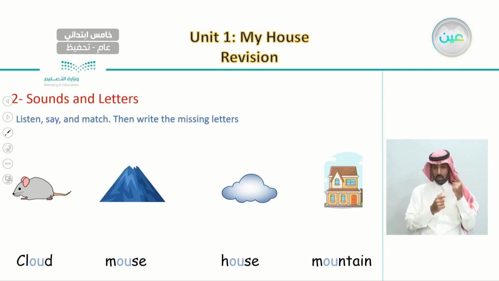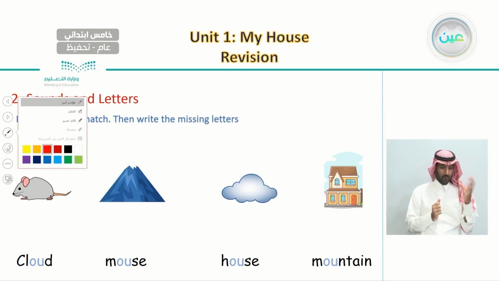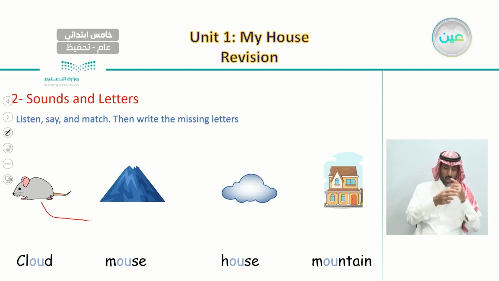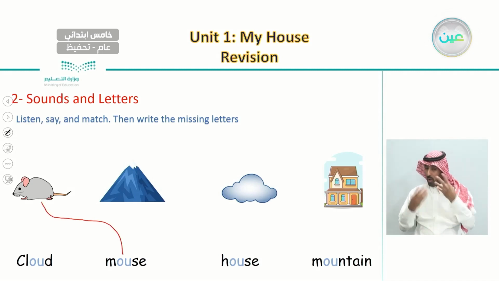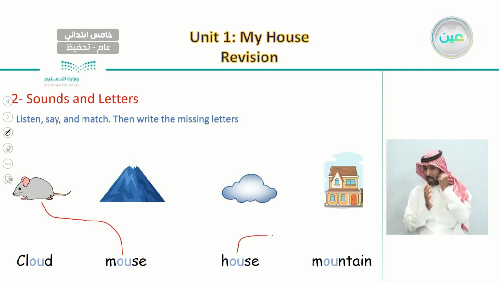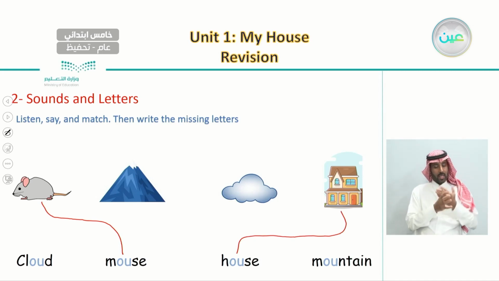So let's listen one more time to these words. So the first one is cloud, mouse, house, and mountain. So these are the four words, and how did we match them? First, we started by the mouse and we matched it with the word, and also the word house, we matched it with this picture because this is our unit. This will leave us with two words, mountain and cloud.